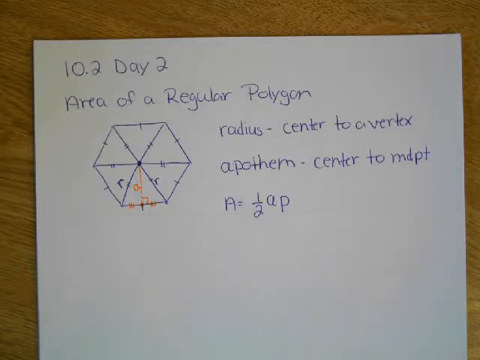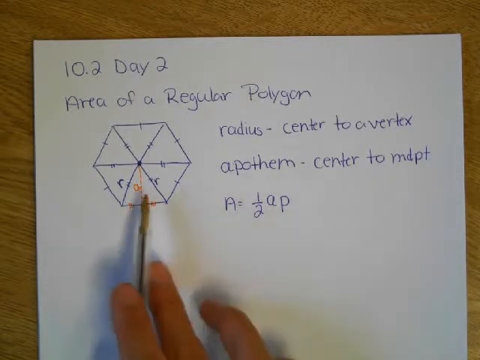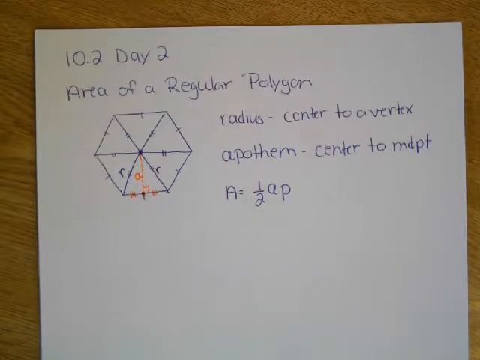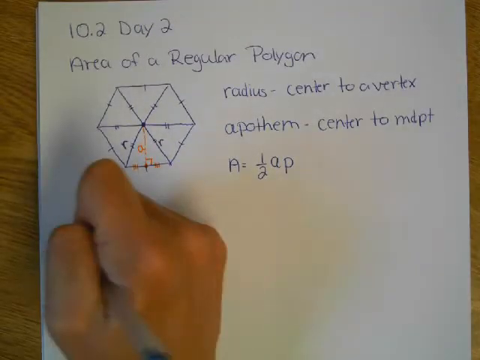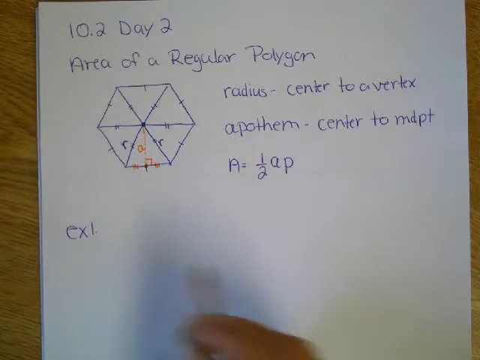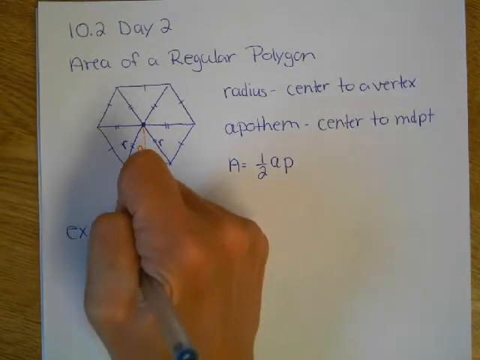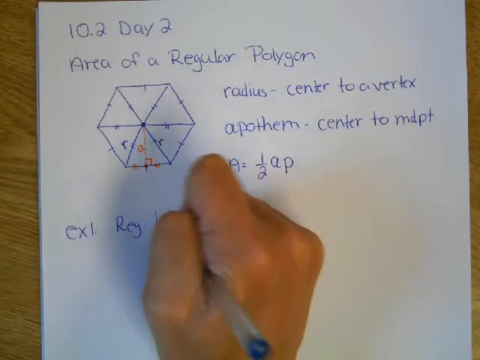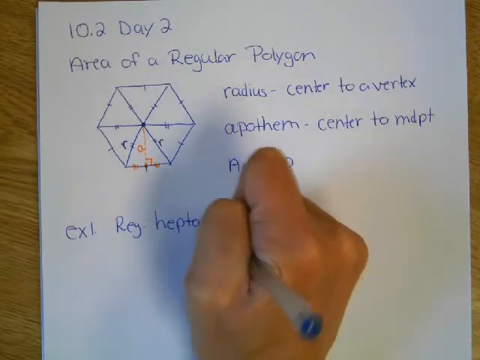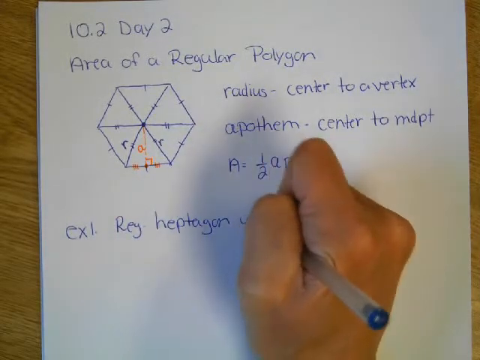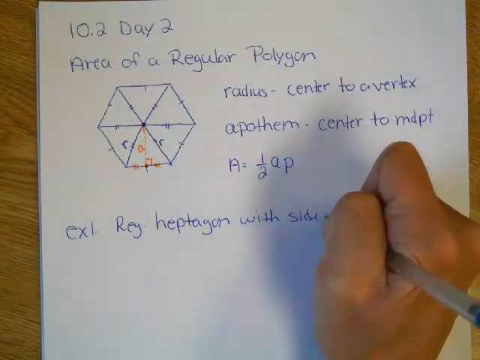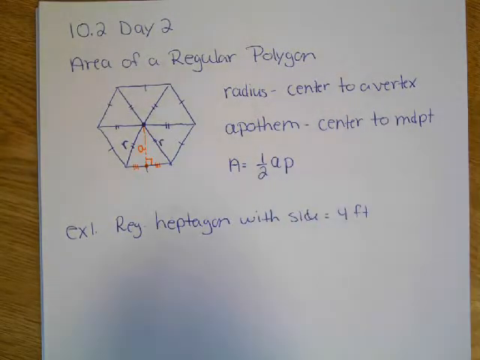Okay, so sounds okay. Sometimes they don't give you everything you need, and you got to do a little bit of some trig stuff that we just learned. So I have 4 examples for us today. Some are easy, some are not. So we'll get started. So number 1, we're going to find the area of a regular heptagon with a side length of 4 feet. That's a big heptagon.